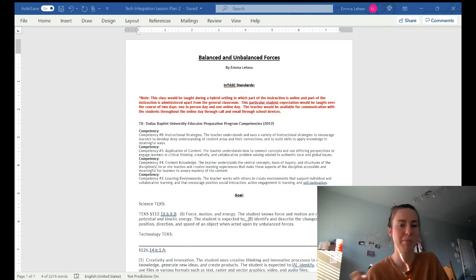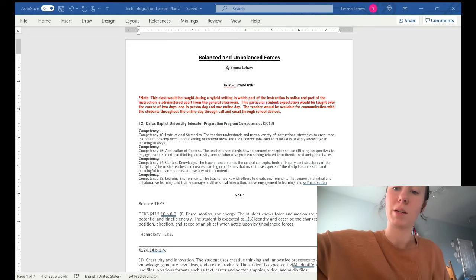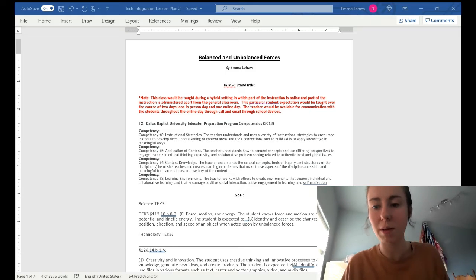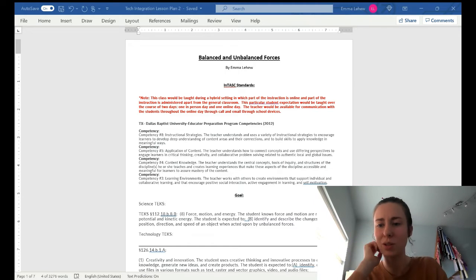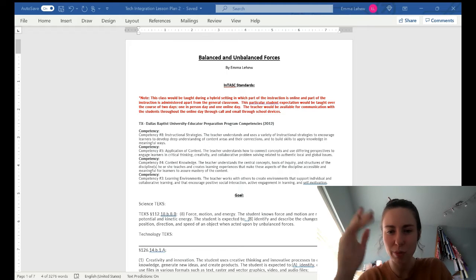So I'm just going to highlight the different areas just to show that every area of the rubric has been covered. So as you can see, I have my title. It's going to be about balanced and unbalanced forces. And the red is a disclaimer just saying that this will be taught over 2 days because this lesson plan uses the flipped model. Through using the flipped model, I would have to do an A day, B day situation.